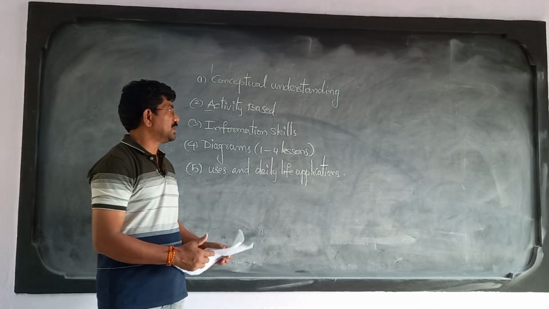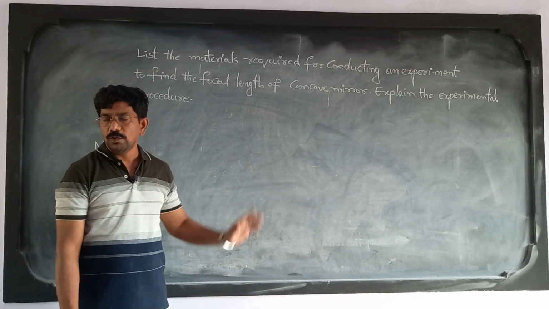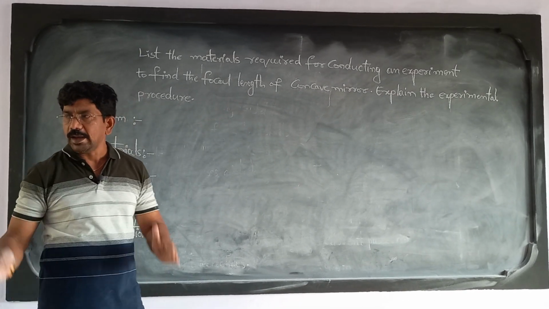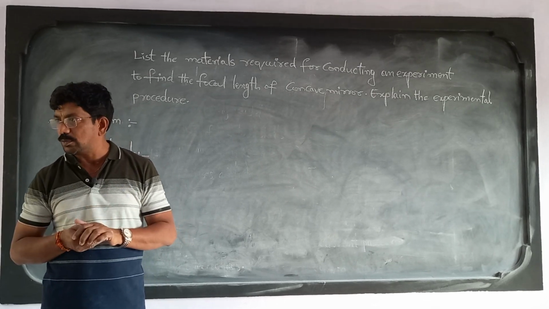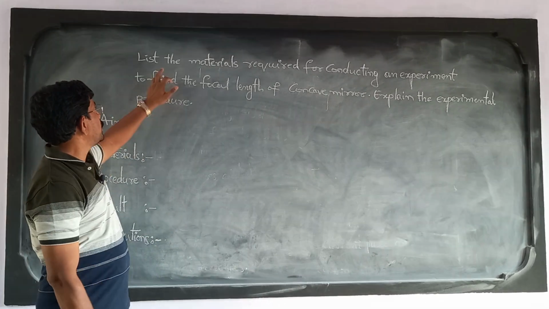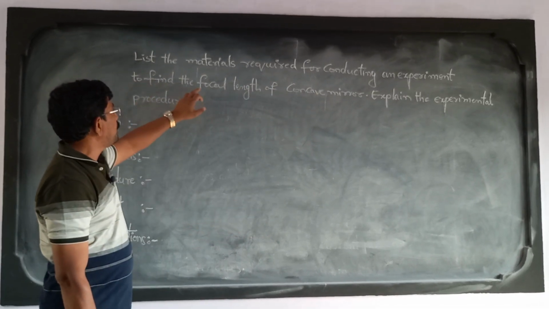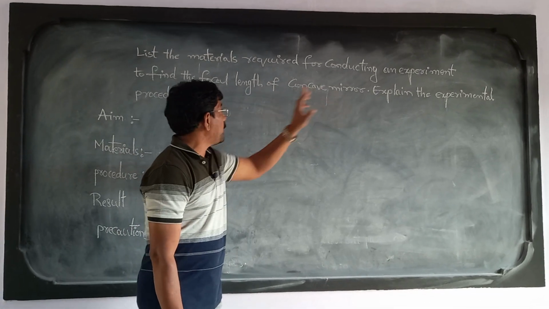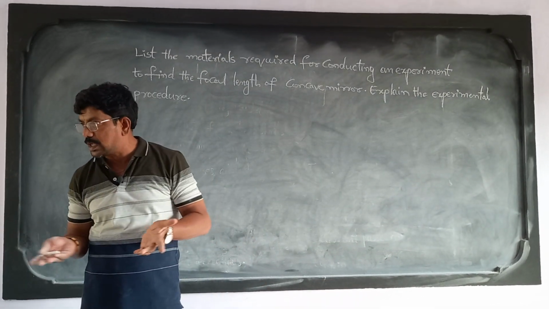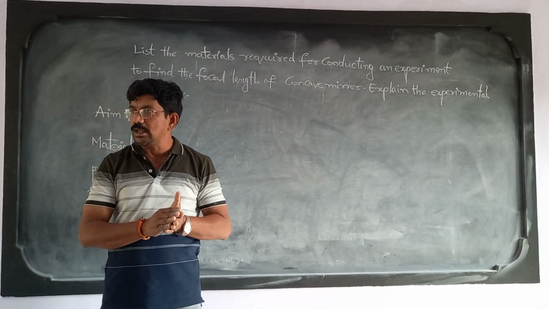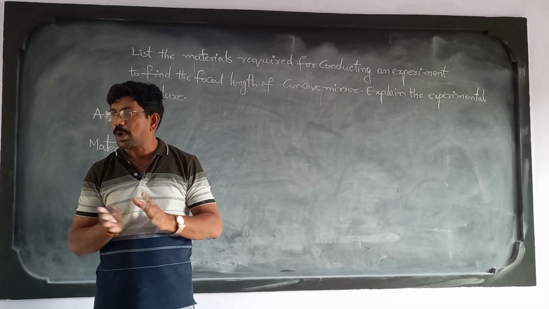Make a note of this first of all. This question is given in the annual examination in previous papers. You will find this question several times. Sometimes a table is given, and you are asked to write the nature of the images and to find the focal length also. What is the question? List the materials required for conducting an experiment to find the focal length of a concave mirror. Explain the experimental procedure. Not only concave mirror, they may ask about convex lens also. Whether from refraction or reflection, the procedure is the same.